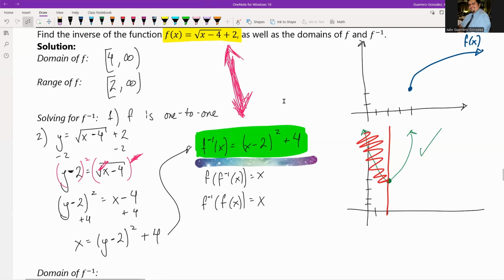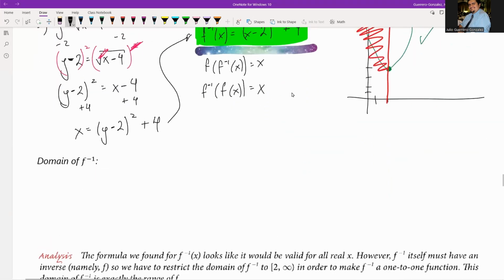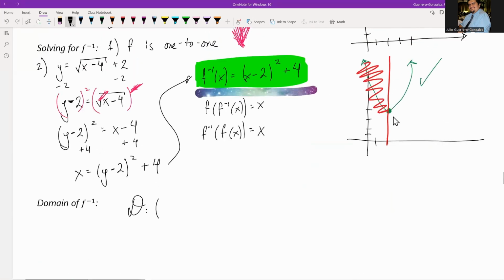Okay, so the domain of f inverse now, right, is going to be closed bracket 2 to infinity, and my range is going to be 4 to infinity.